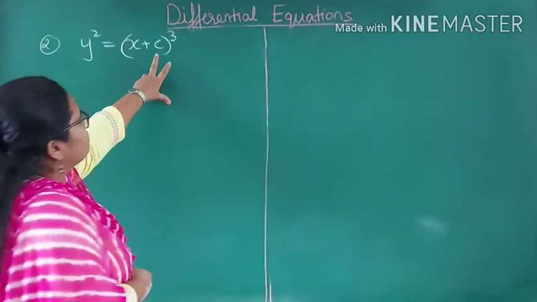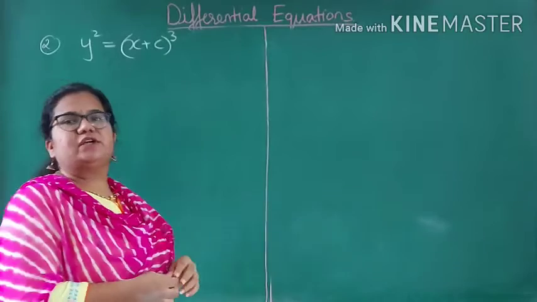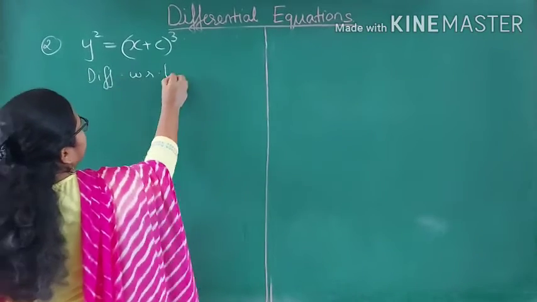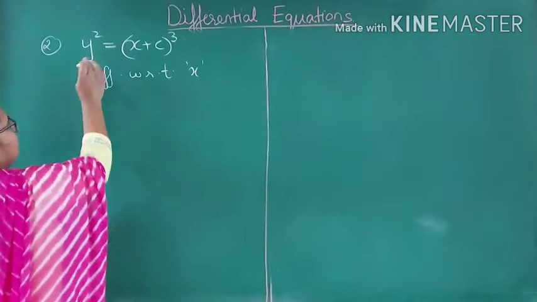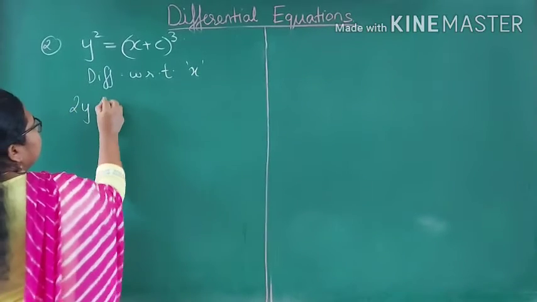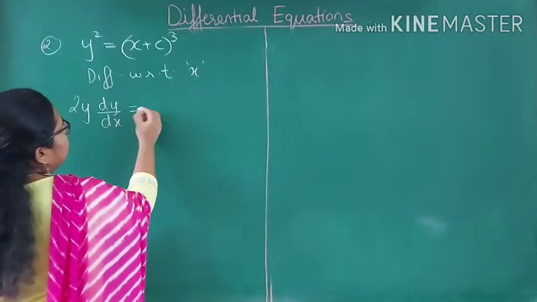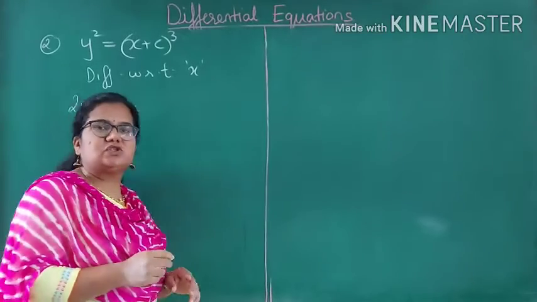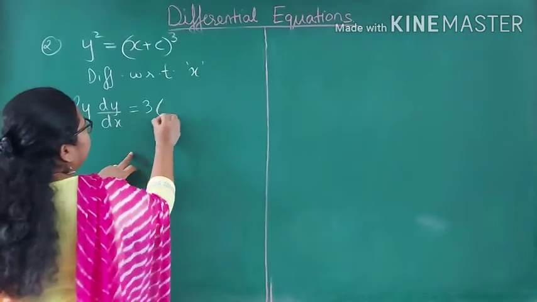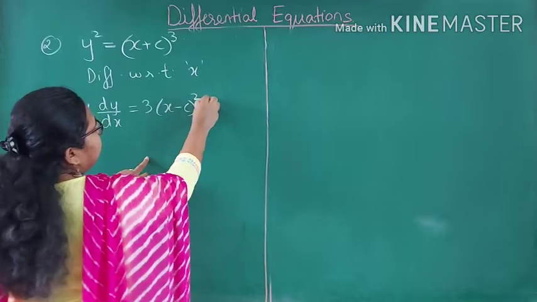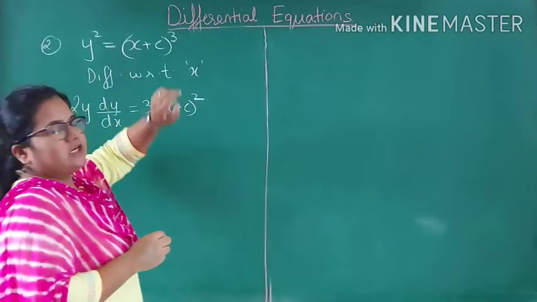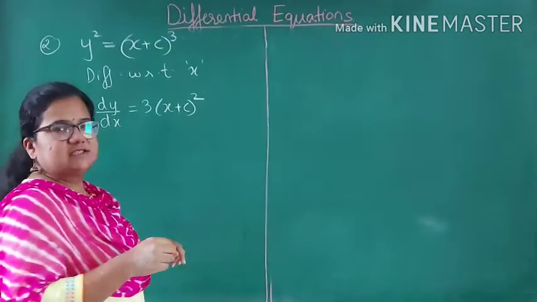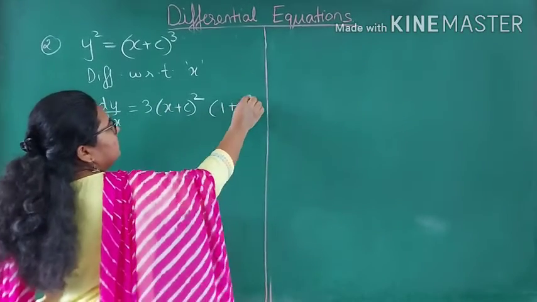Again you can see here there is only one arbitrary constant, which means we need to differentiate only once. So differentiate with respect to x. The derivative of y square is 2y dy by dx is equal to, now here you have to use the n power derivative. x raised to n gives n into x raised to n minus 1. So this will become 3 into x plus c raised to 2 into, by chain rule, the derivative of x plus c. The derivative of x is 1 and the derivative of c is 0. So it will just remain 1 plus 0.